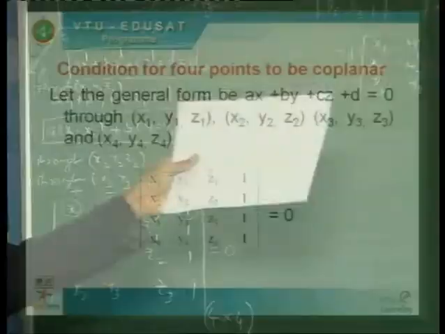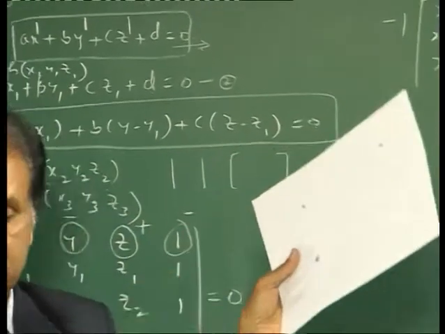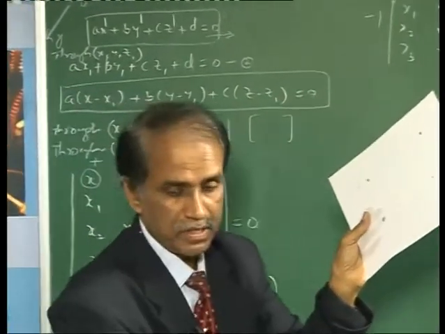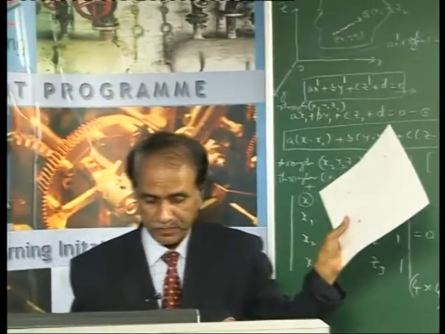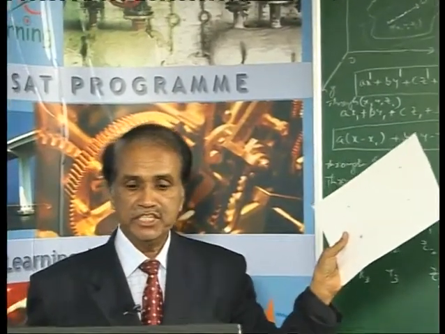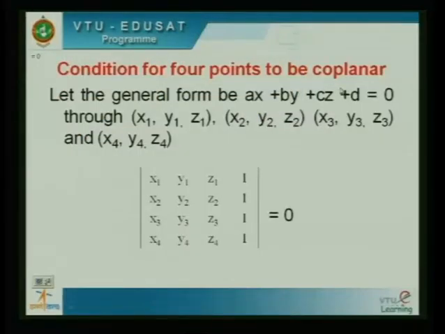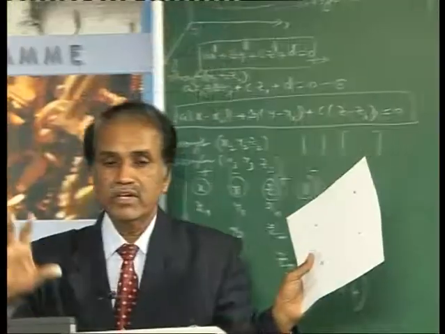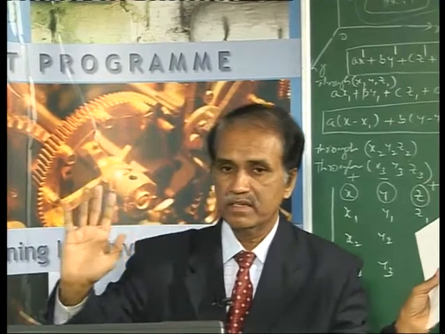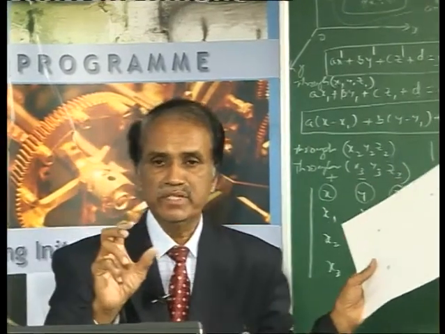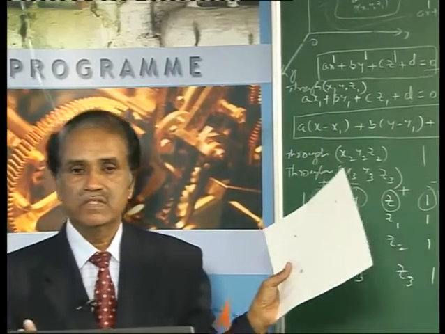This is a plane in the space. I locate four points on the same plane, then this is the condition for four points to be coplanar. Coplanar means, as you probably know, that when all the points are lying on the same plane, they are said to be coplanar, right. The determinant containing all these points will be equated to 0.